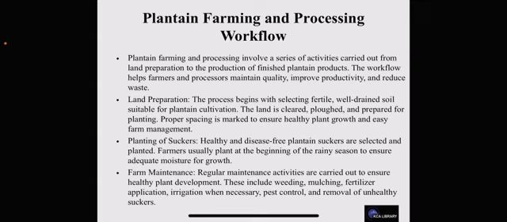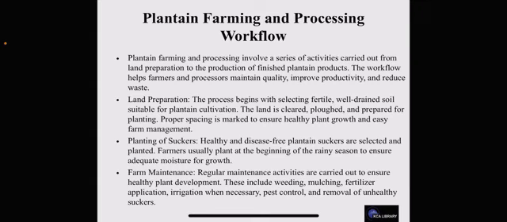Afterwards, the next step in the processing workflow is to plant suckers. So that is planting of suckers. Healthy and disease-free plantain suckers are selected and planted. Farmers plant at the beginning of the rainy season to ensure adequate moisture for growth.